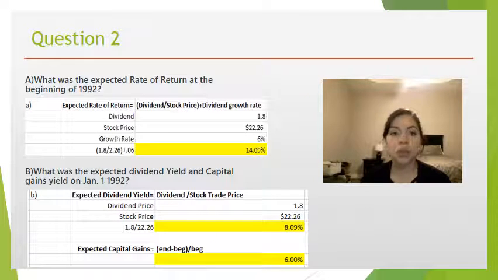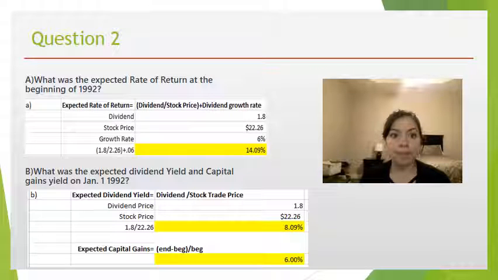Question 2. What was the expected rate of return at the beginning of 1992? In order to get the expected rate of return, first you have to take the dividends divided by stock price plus the dividend growth rate. So for question 2a, we got 14.9%.